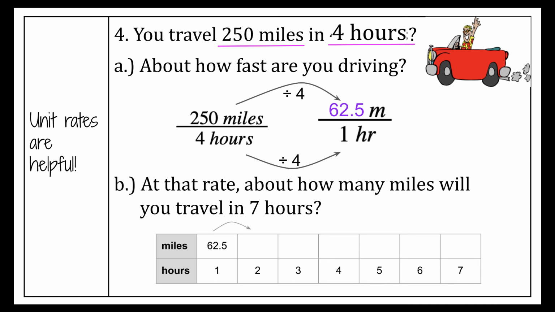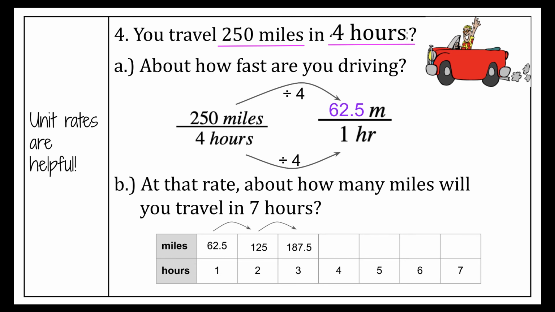So if I wanted to figure out how far I'll drive in 2 hours, what would I do? Well, you could add 62.5 plus 62.5, or repeated addition is the same as multiplying. You could times by 2 and you'd get 125. What about if I wanted to know 3 hours? Because my question says I need to know how far I traveled in 7 hours. Well, you'd either add 62.5 or you would take 62.5 and times it by 3 and you'd get 187.5 miles.